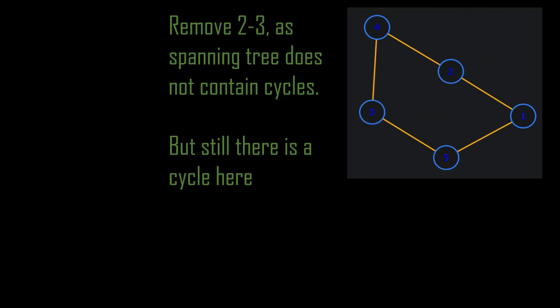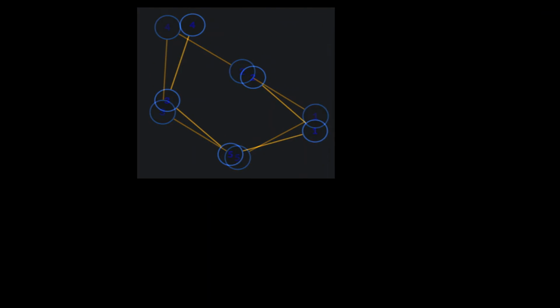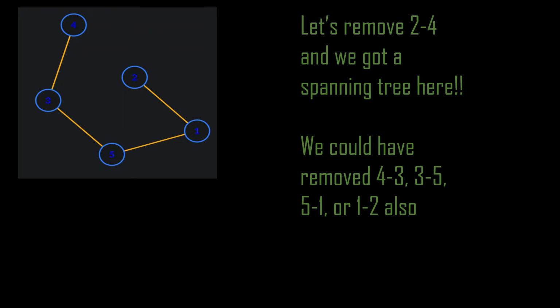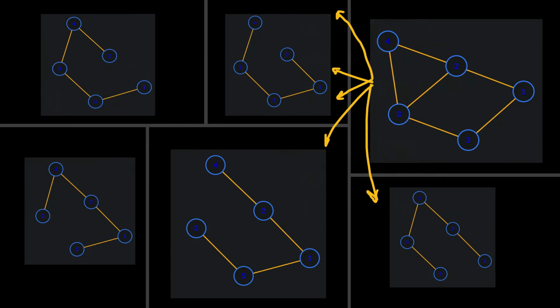As spanning trees don't contain cycles, we first remove the edge 2, 3 to reduce the cycles from 2 to 1. But there is still a cycle here, so we can simply remove the edge 2, 4, and we get a spanning tree. We could have removed 4, 3, 3, 5, or 5, 1, or 1, 2 also, and we would get different spanning trees. So that means there is not a unique spanning tree for any graph.